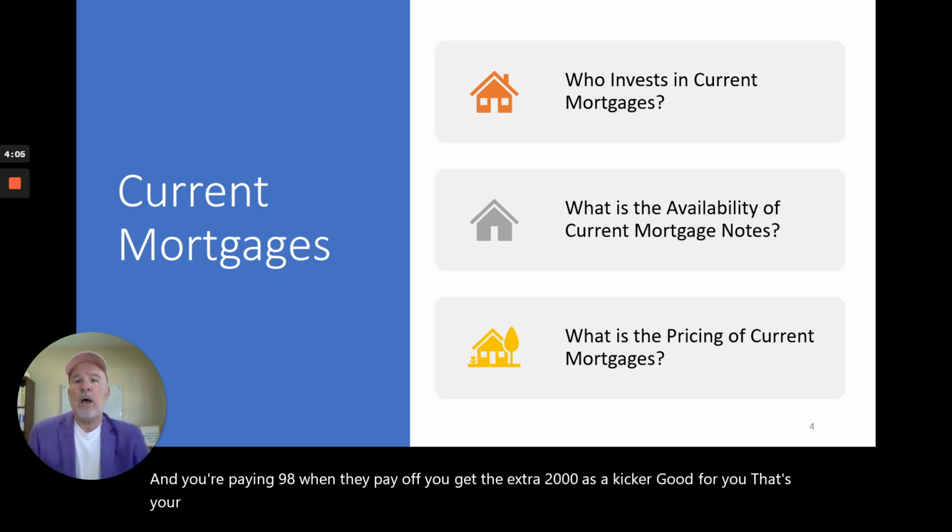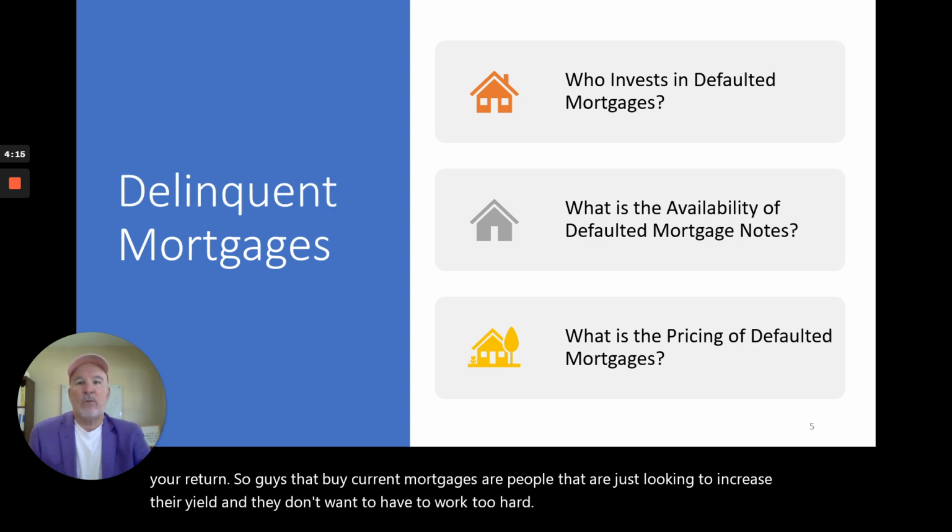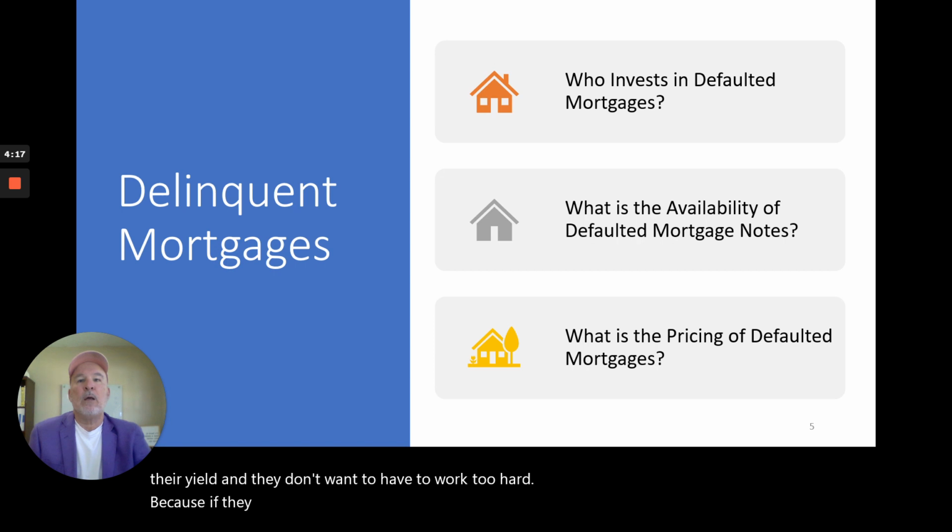So guys that buy current mortgages are people that are just looking to increase their yield, and they don't want to have to work too hard. Because if they wanted to work hard, they would buy delinquent mortgages. Who invests in delinquent mortgages? Me.